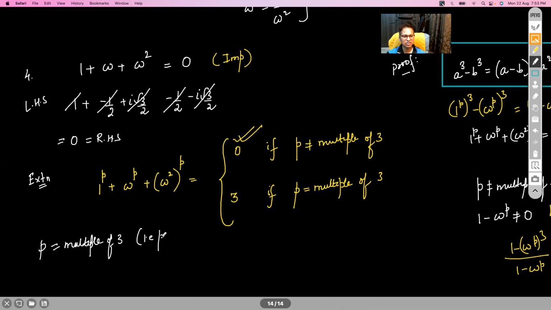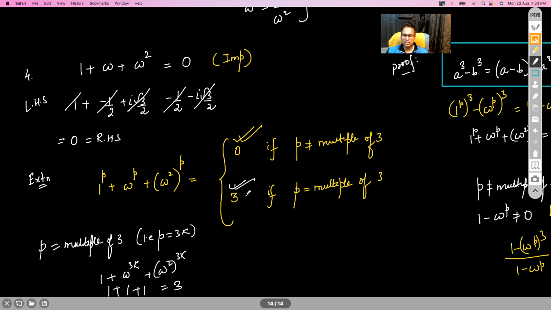That is, let's say p is of the nature 3k. Then what will happen? This will anyways become a 1. Omega to the power 3k. What is omega to the power 3k? And omega square to the power 3k. What are these values? They are anyways 1 each. So what will be the result? 3 only. So that is what this result says.